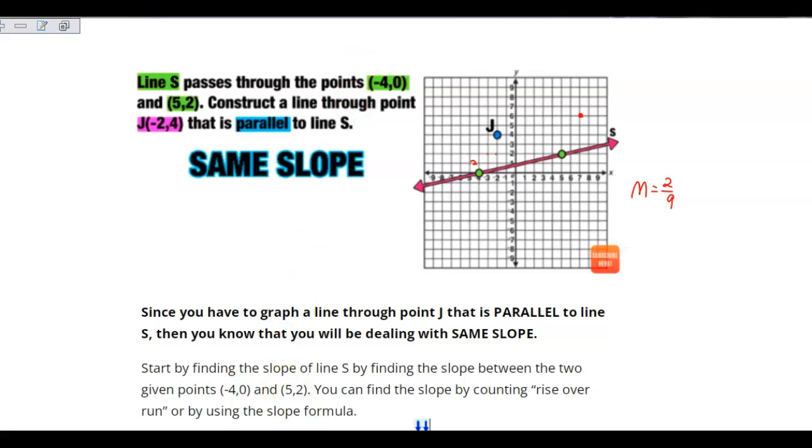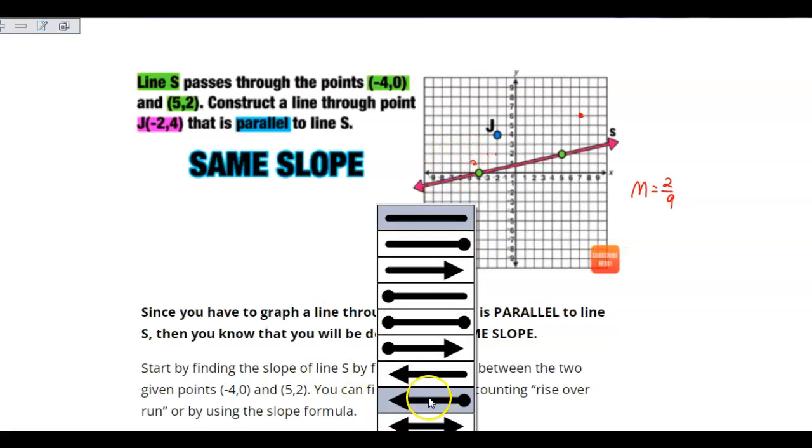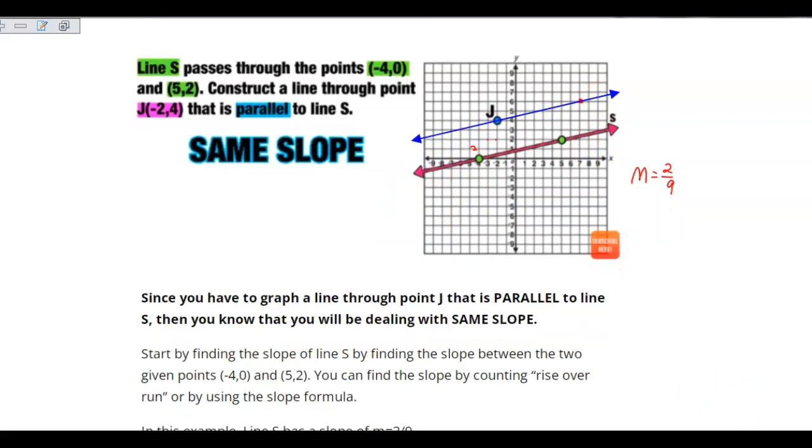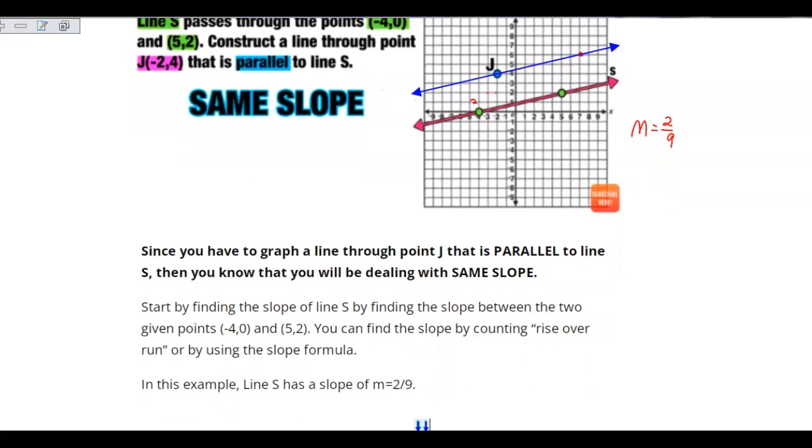And that line is a blue line, so I'm going to change it to blue. Make it thinner. Now let's go ahead and put some arrows on it. And remember, the thing about parallel lines is that they're never going to cross. Okay? So my blue line is parallel to my red line now. And it gives you the steps.